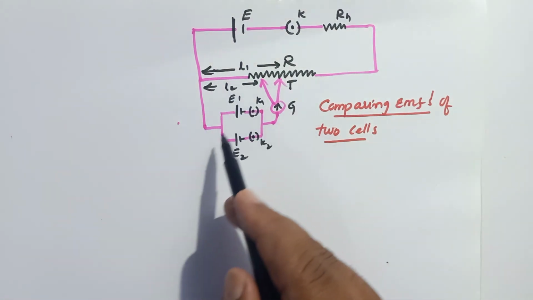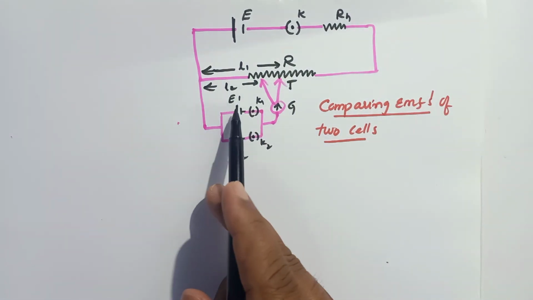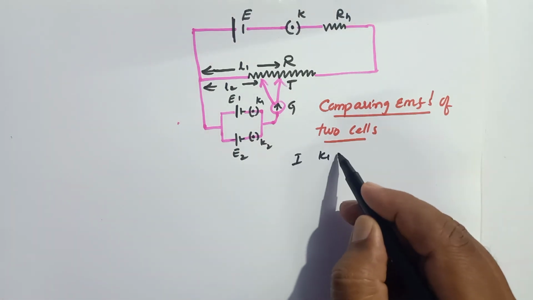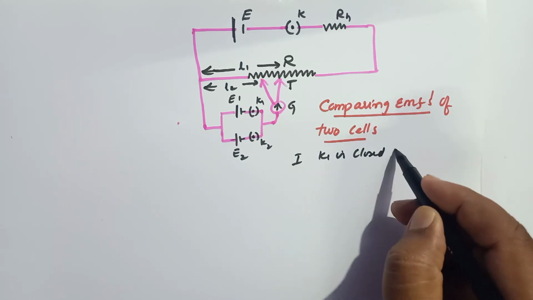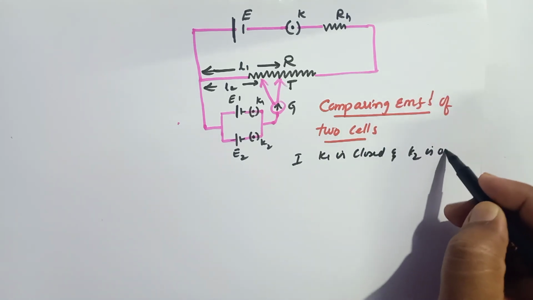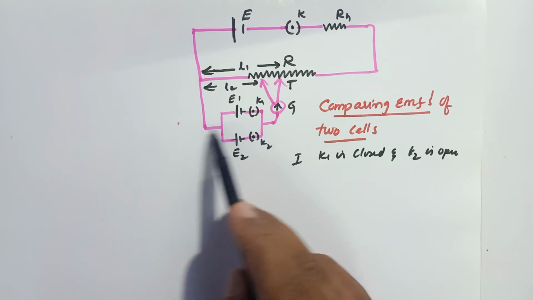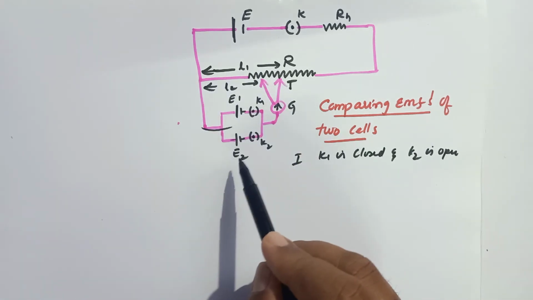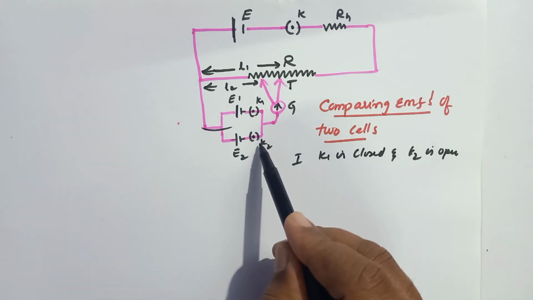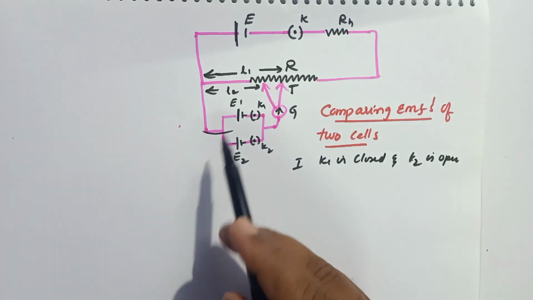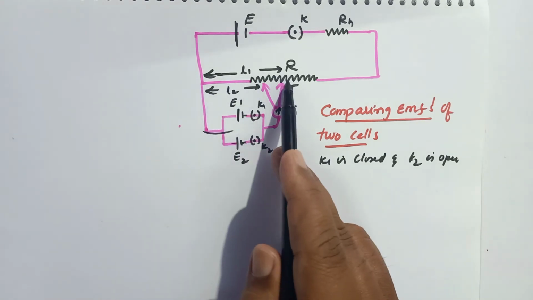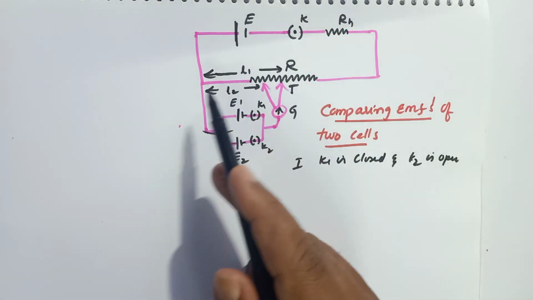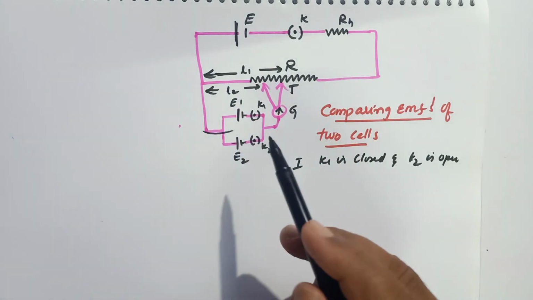Now in this circuit, the secondary circuit, if you observe, there are two cells connected here. The first case is K1 is closed and K2 is open. So in the secondary circuit, E1 is connected and E2 is not connected because it is an open circuit, since K2 is not connected. Then you will get the balancing length L1 for the first cell E1. This is the primary circuit which was already discussed.